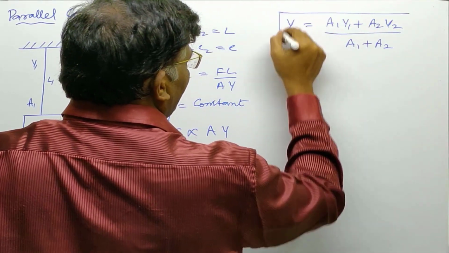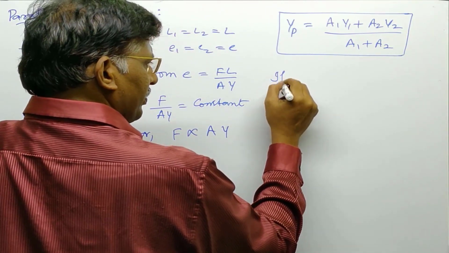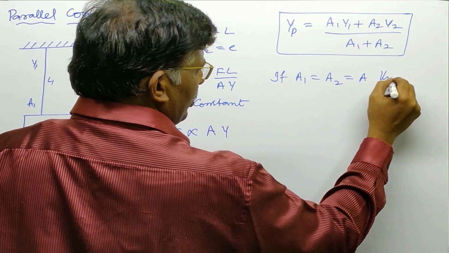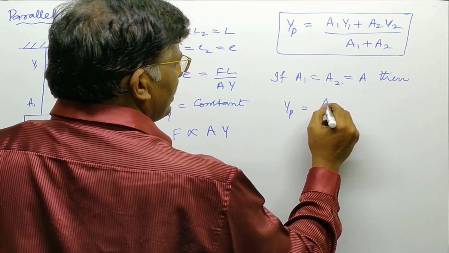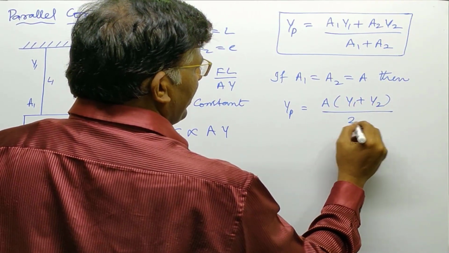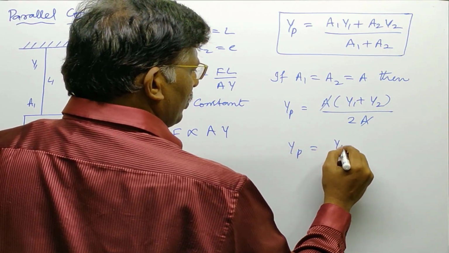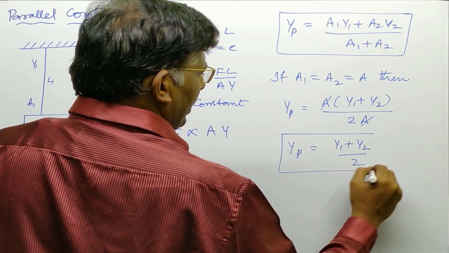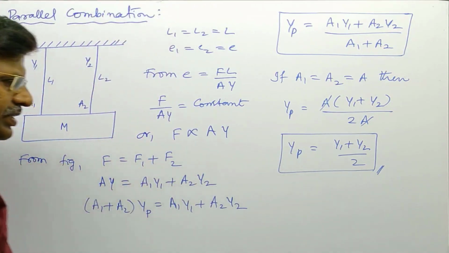This is the effective Young's modulus in the parallel combination. Here, if A1 is equal to A2 is equal to A, then YP can be written as A into Y1 plus Y2 divided by 2A. A cancels. So YP is equal to Y1 plus Y2 by 2. This is the effective Young's modulus in the parallel combination of two wires.